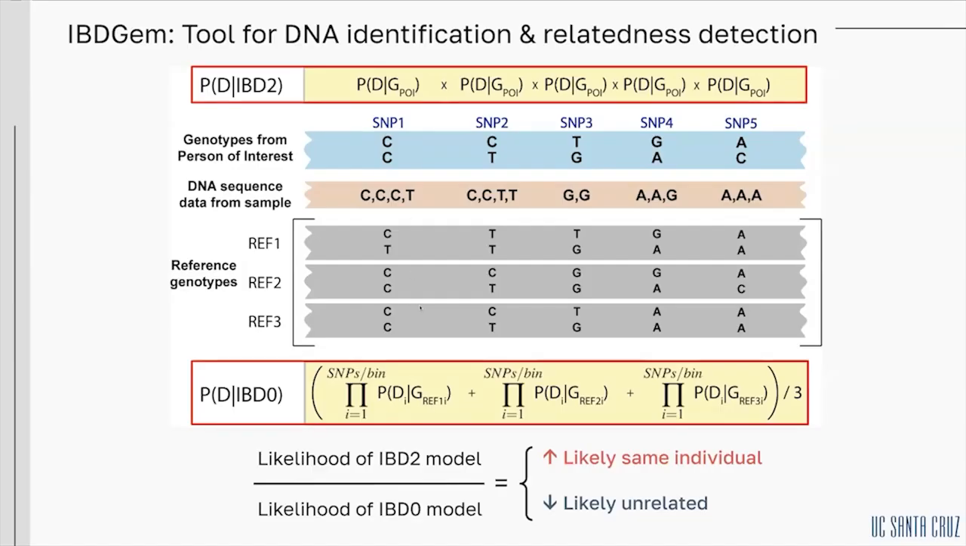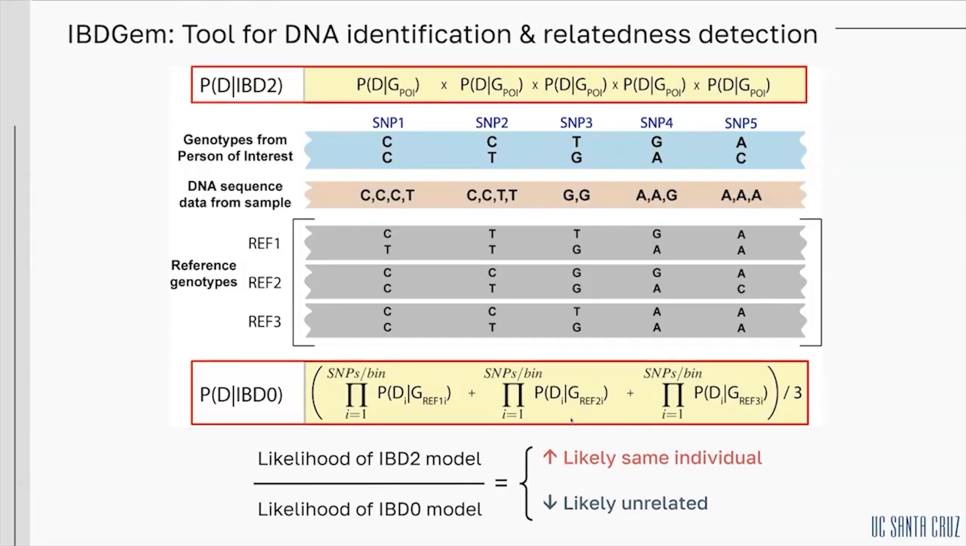After IBD-GEM has generated likelihood results for these models, we can compute the likelihood ratio of IBD2 over IBD0. Highly positive log likelihood ratios mean that the sequence and the genotype data likely come from the same person, whereas a negative number indicates that the two samples are likely unrelated.